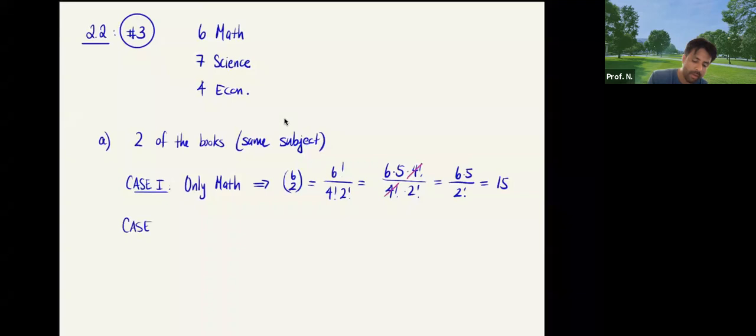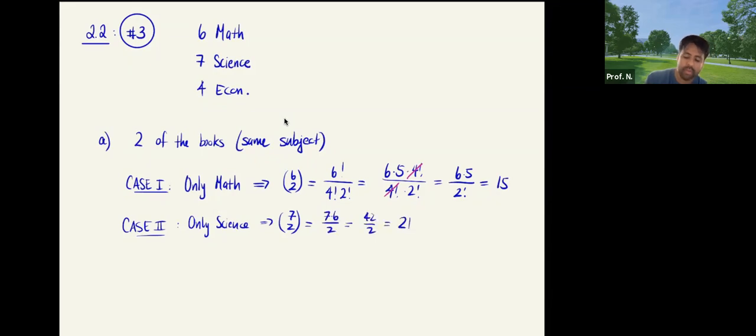So case 2, what if they're neither math nor econ, but only science? And then it's the same idea, right? So this becomes 7 times 6 over 2, which is 42 over 2, which is 21. There's 21 ways for case 2. And then case 3, there's only econ. And so there should be 4 choose 2 ways, which is 6.